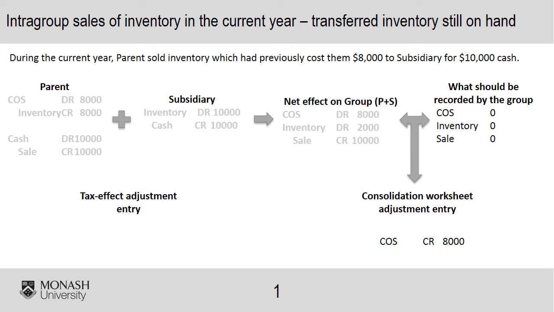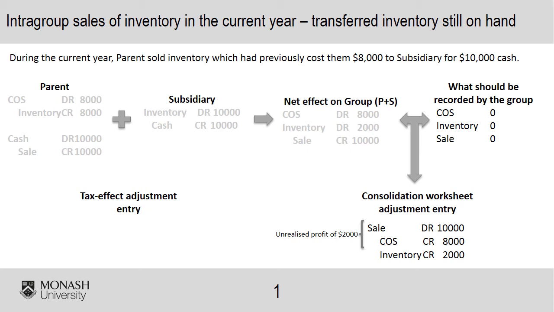First, we have to eliminate the 8,000 debited to cost of sales by crediting cost of sales for 8,000 in our adjustment entry. Second, we have to eliminate the 2,000 debited to inventory by crediting inventory for 2,000 in our adjustment entry. Last one, sales revenue should also be reduced to 0 by debiting sales for 10,000 in our adjustment entry. This is our consolidation worksheet adjustment entry. The 2,000 difference between sales and cost of sales that we eliminated is called unrealized profit.